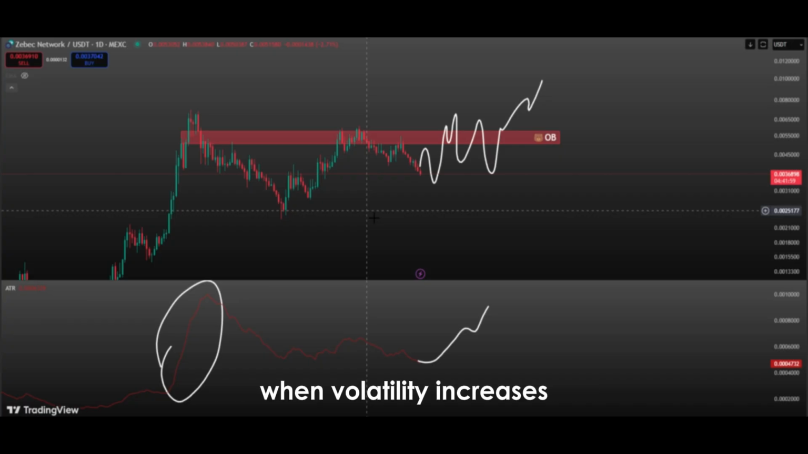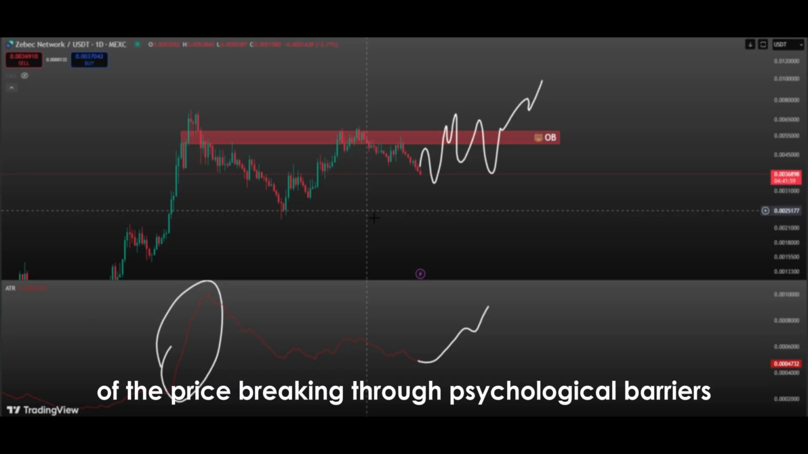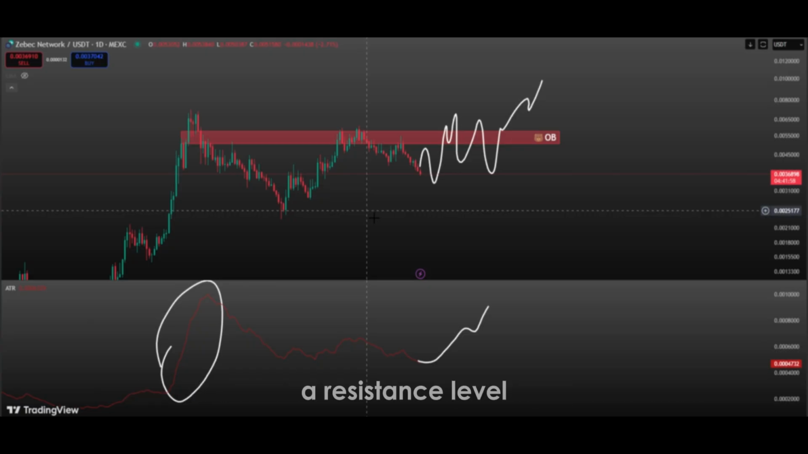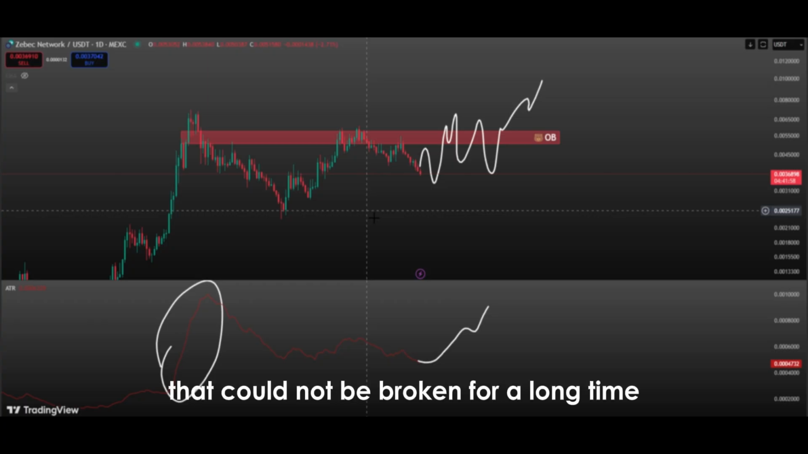When volatility increases, the probability of the price breaking through psychological barriers also strengthens. For example, a resistance level that could not be broken for a long time.